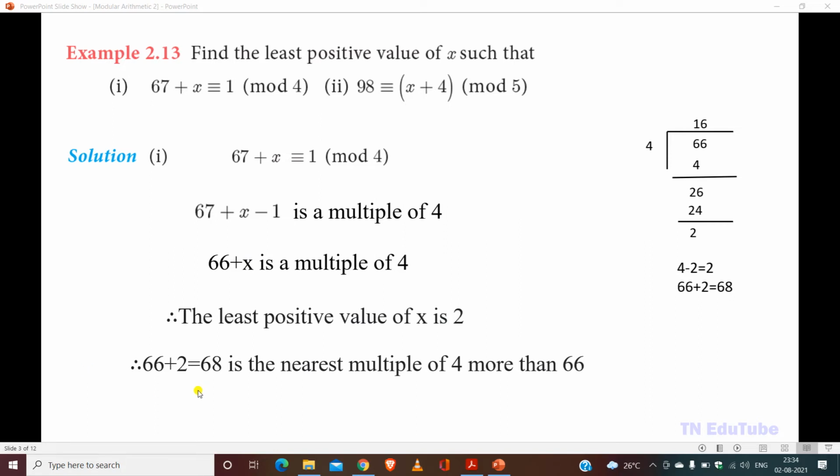The second one, 66 plus 2 equal to 68. 68 is the nearest multiple of 4 more than 66.